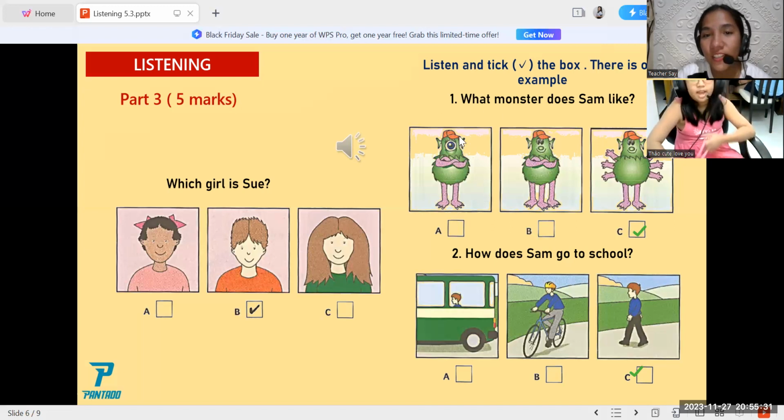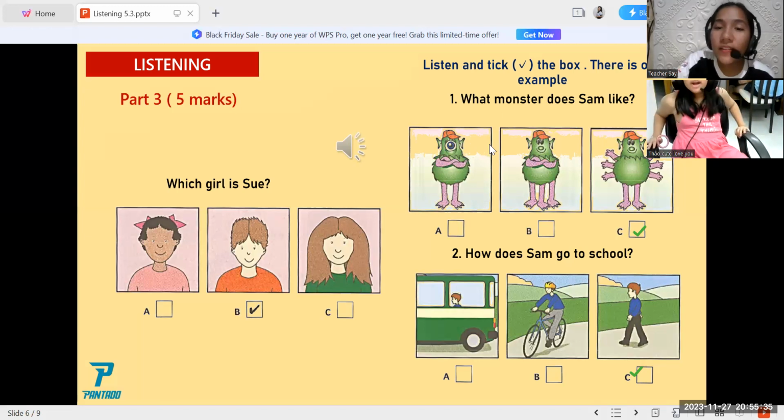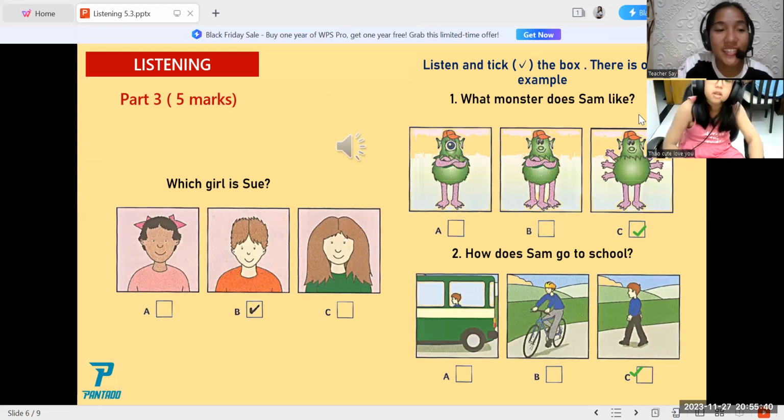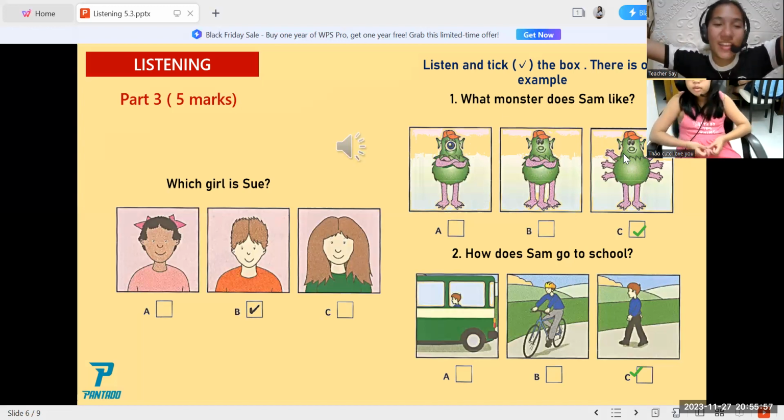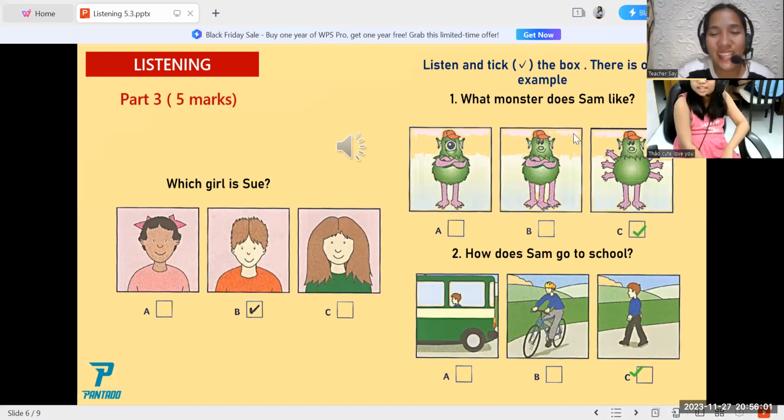So please read question number one. What monster does Sam like? So what monster does Sam like? Sam likes the monster with six, how many? Six arms. Yes, it is.